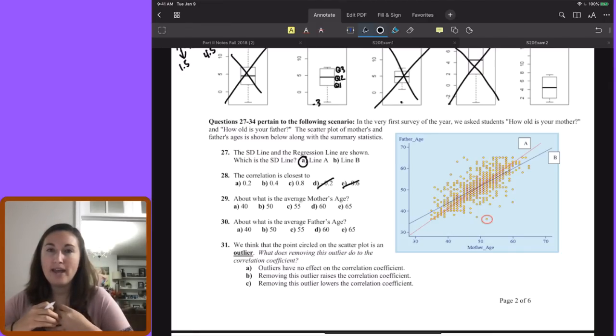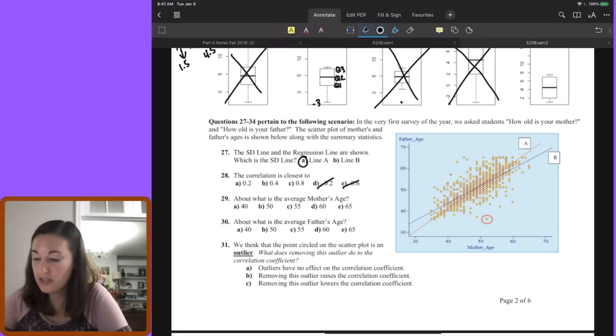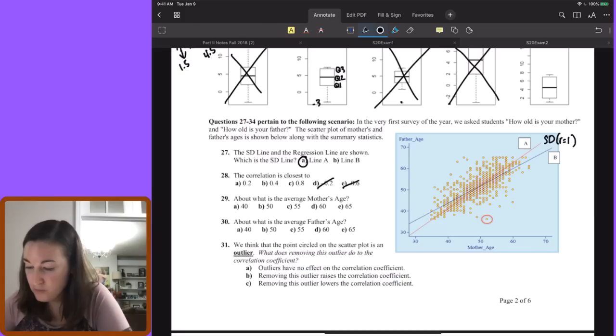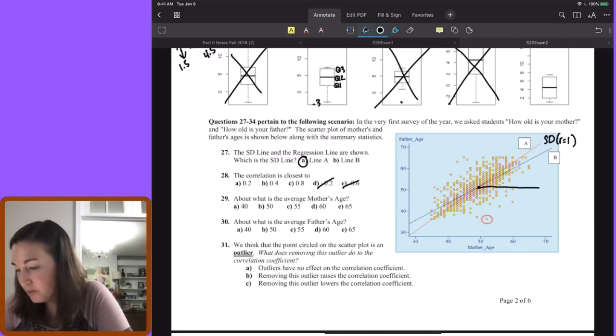An easier way to do this is to think, okay, the SD line, we know, assumes that R equals 1. So the SD line is the line that all the points would be on if there was a perfect correlation. And then we know our correlation is positive, so it has to be between 0 and 1. If R was 0, so here's the point of averages right in the middle, our regression line would be totally flat.